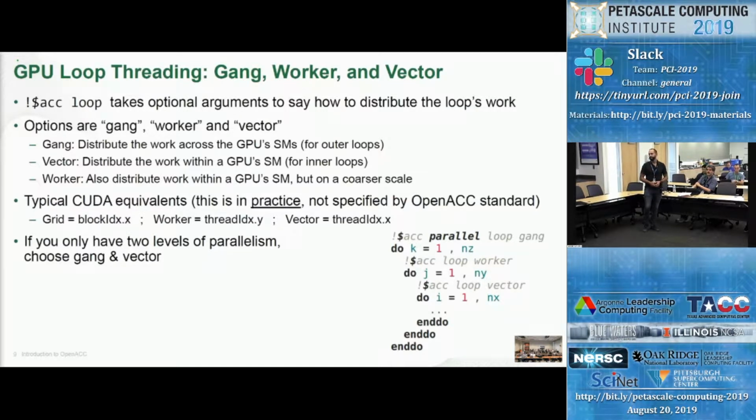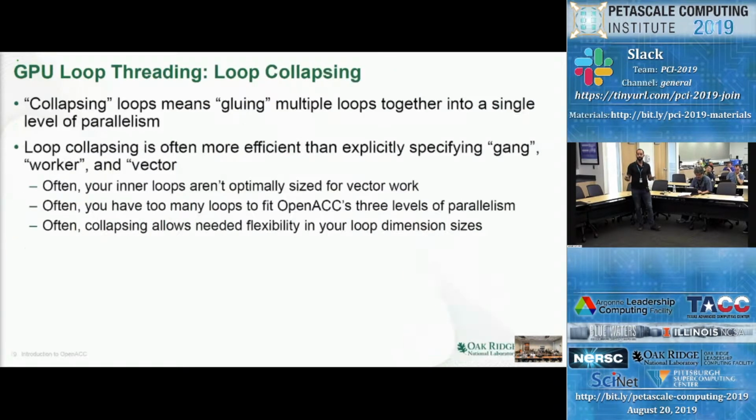So if you have multiple levels of parallelism, you have up to 3 that you can expose in OpenACC if you want to. If you only have 2 levels of parallelism, I strongly recommend you only use gang and vector, which is the outermost and innermost level of parallelism. But honestly, if you're porting this stuff, I do recommend that you not use gang, worker, or vector.